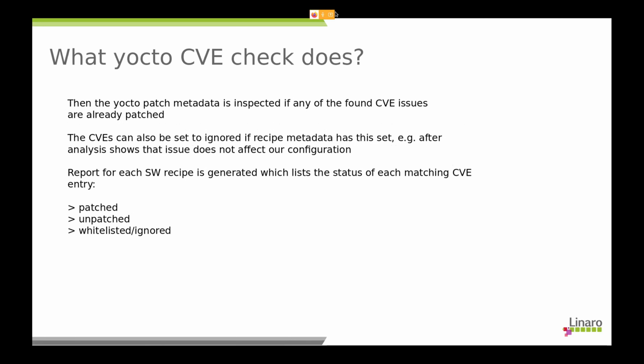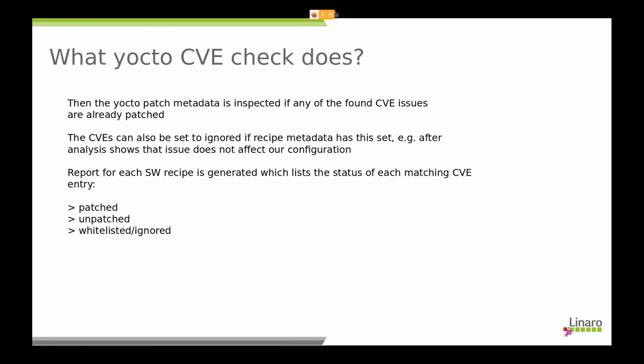Then the Yocto patch metadata is also inspected to see if any CVE issues have already been patched or fixed. And then the CVEs can also be set to be ignored if the recipe metadata has been set this way. For example, after an analysis which shows that the issue does not affect any Linux system, it only affects some Windows configurations running the software component. And then the report is generated for every software component that was part of the build. And for every CVE, the status field is filled in, and the status is either patched, unpatched, or whitelisted, ignored.